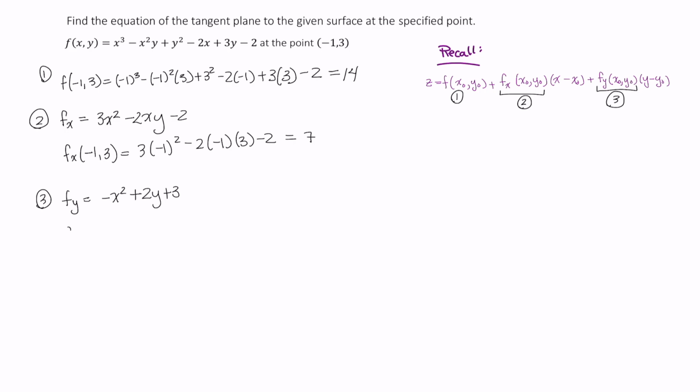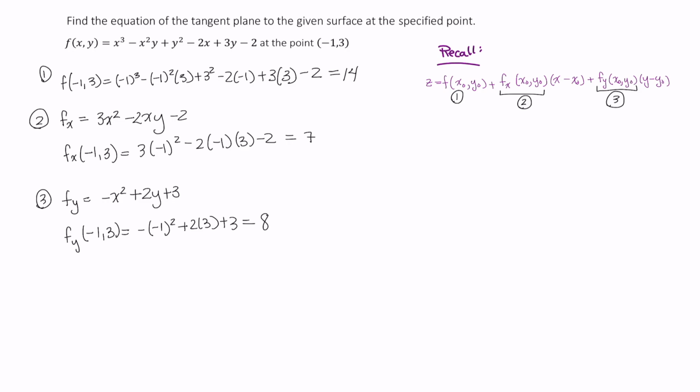Okay, so now we can evaluate the partial derivative of f with respect to y evaluated at -1, 3. That's equal to negative 1 squared plus 2 times 3 plus 3. Again, please pause your video and work this out independently. You should have paused your video and obtained a value of 8.